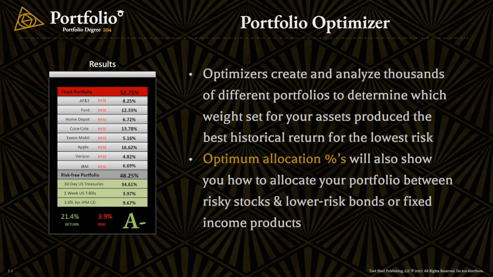So how exactly does it do that? Well, what the computer does is it creates thousands of different portfolios with random weight sets and tests them using historical data to determine which one produced the best return while taking on the lowest amount of risk. So essentially, the computer is looking for the portfolio with the optimal slope on the capital allocation line. But before I start to confuse you with all these terms, why don't we walk through an example?